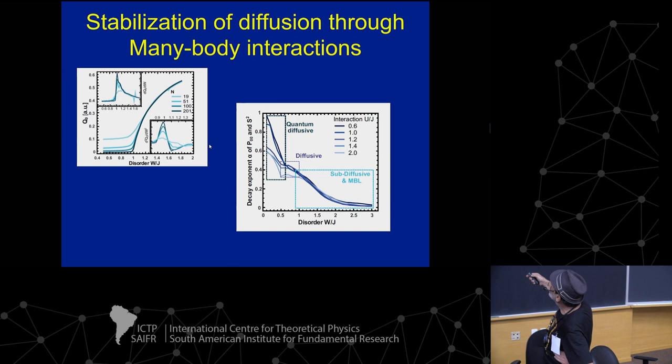For example, here I have 19, this curve. 51 is this. With 200 sites, I have almost just the perfect phase transition. So if the system is small, you have more noise.